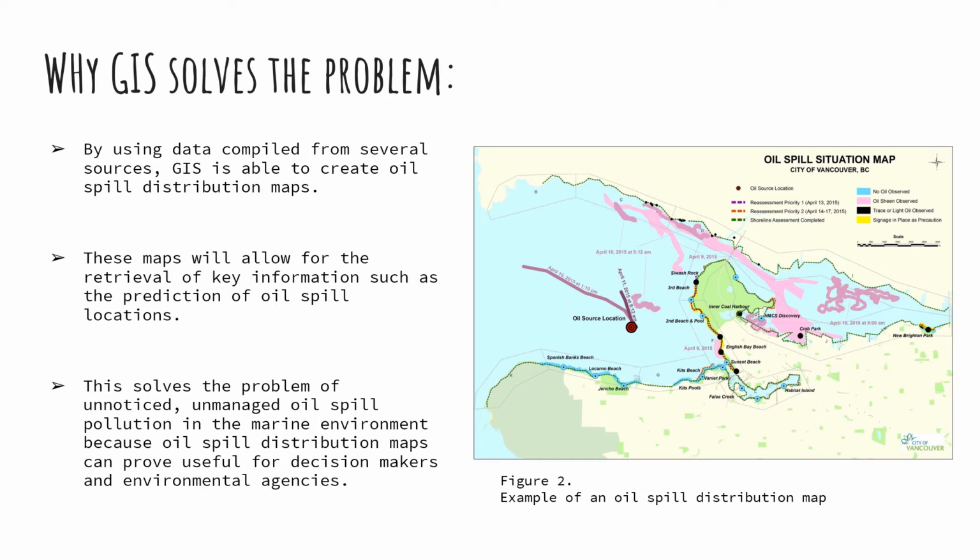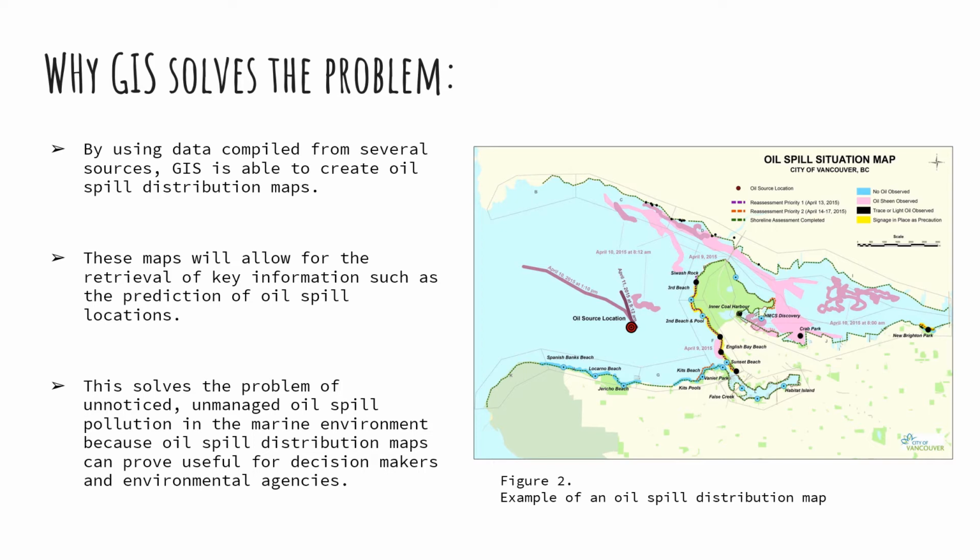First off, by using data compiled from several sources, GIS is able to create oil spill distribution maps, much like the one you can see to the right. That's a good example. This data can be compiled from different sources such as nautical maps, geodatabases, and remote sensing data. Much like what we see in our ArcGIS labs, there's a lot of different data all incorporated into one map, and you can manipulate what you see and don't see.